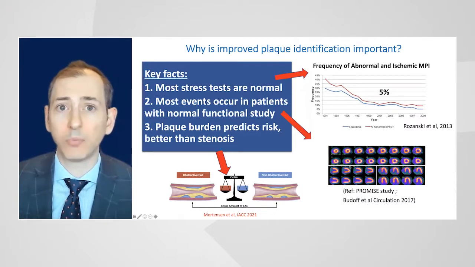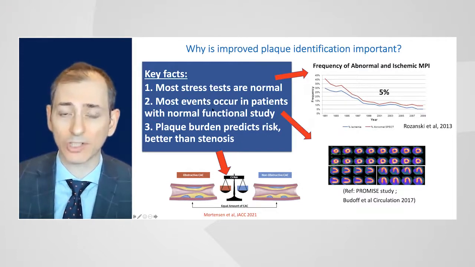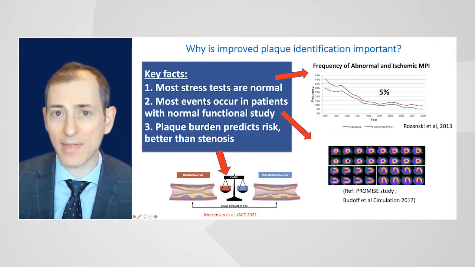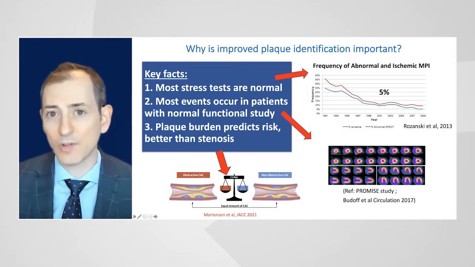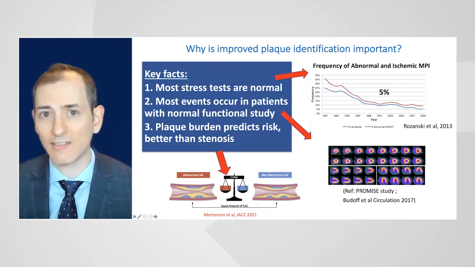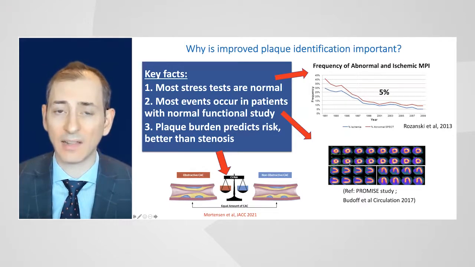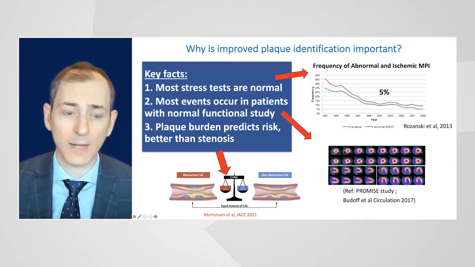What we have learned from the PROMISE study is that most events in patients who have stable chest pain actually occur in those that have a normal functional study. So these tests are very commonly normal, and this is a mathematical issue: if most tests are normal and many of those patients have plaque, it perhaps is not surprising that the largest proportion of events are occurring in patients with a normal functional study.